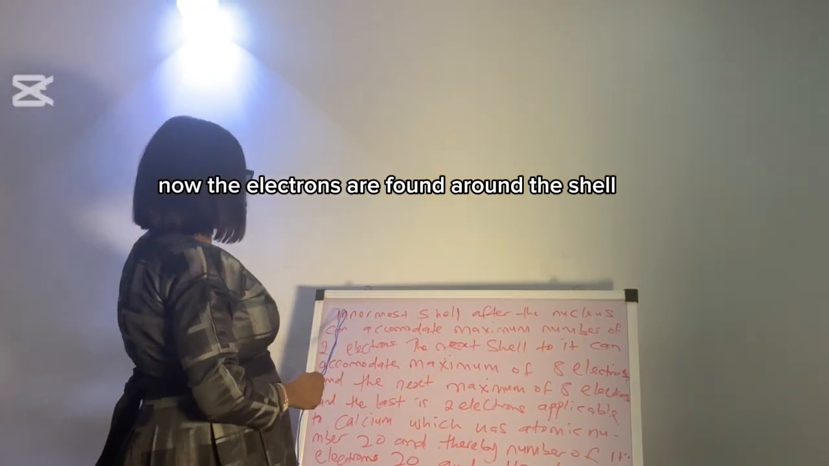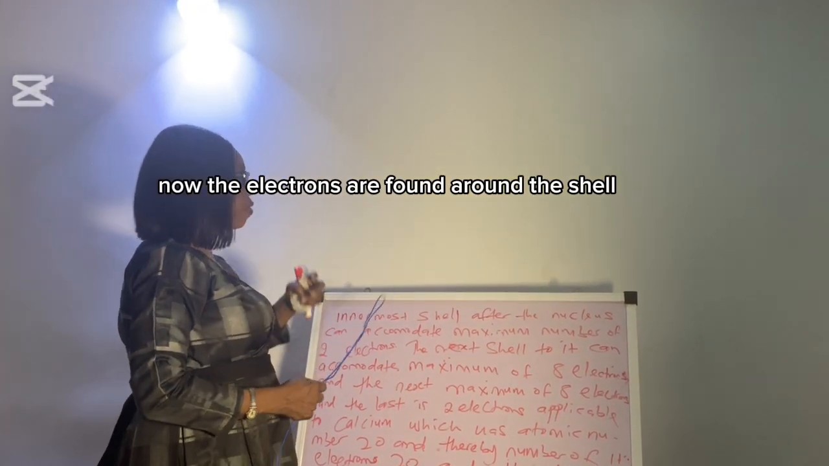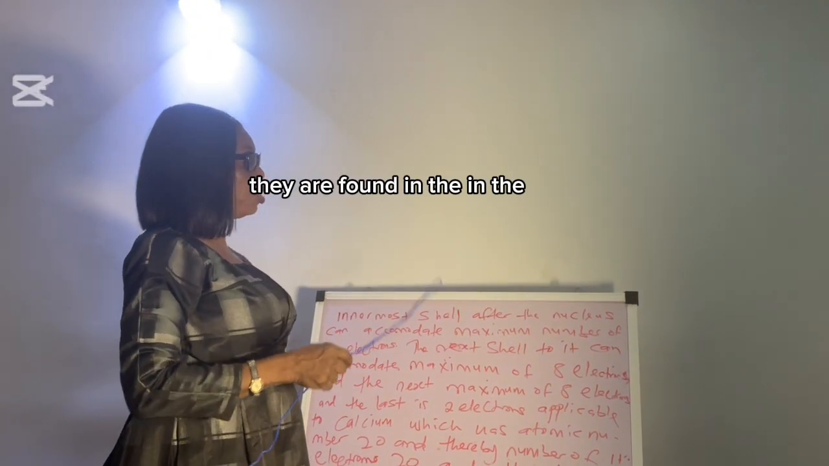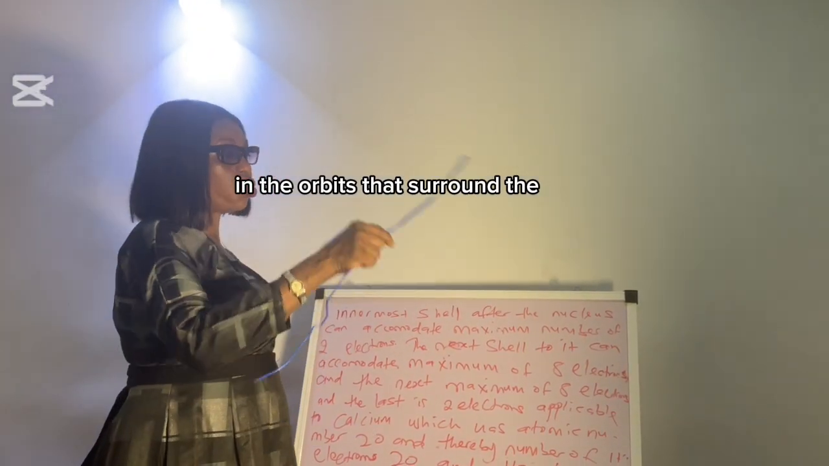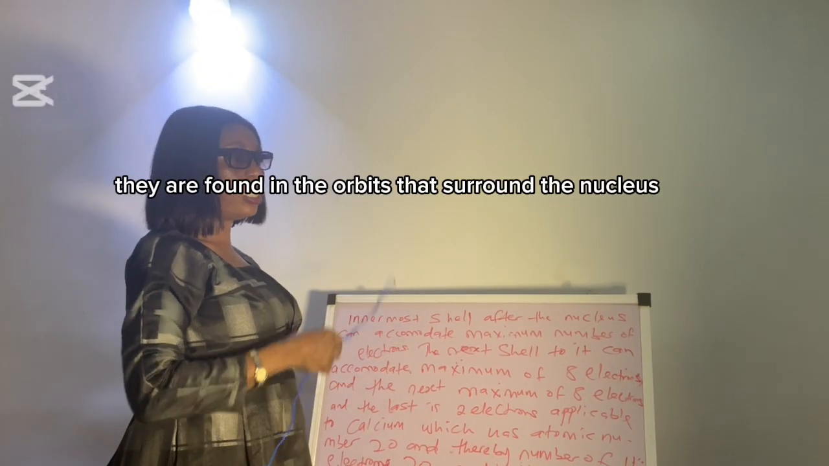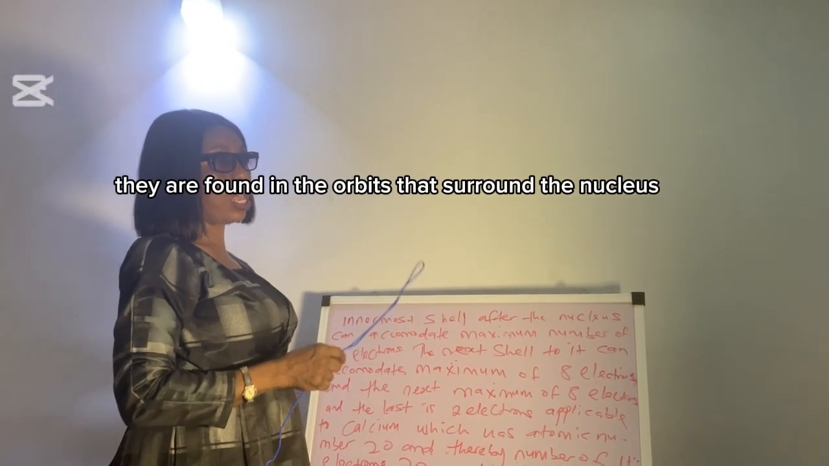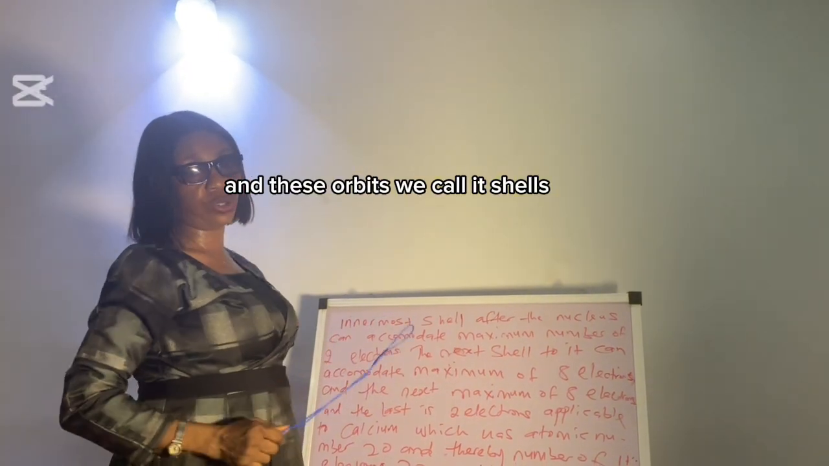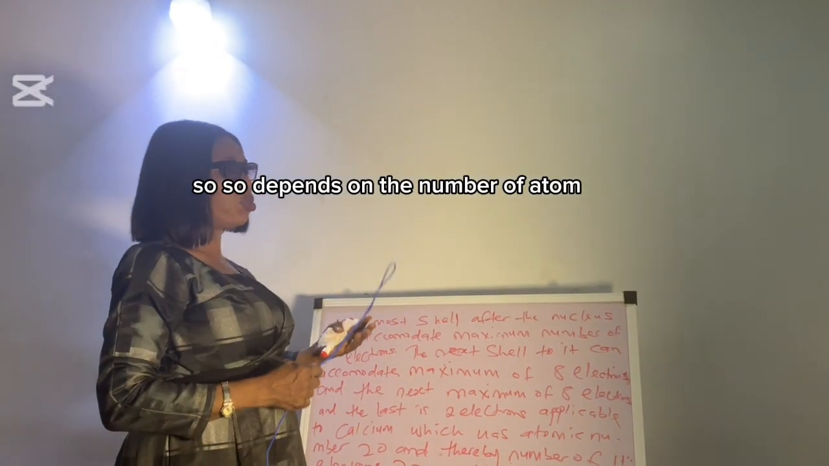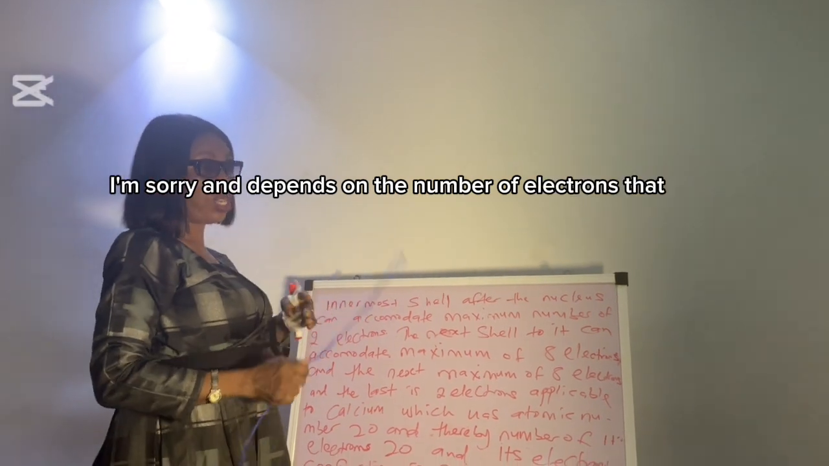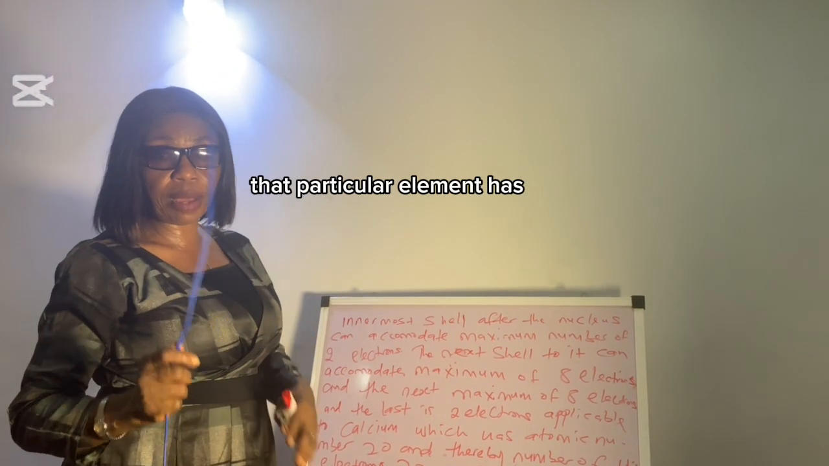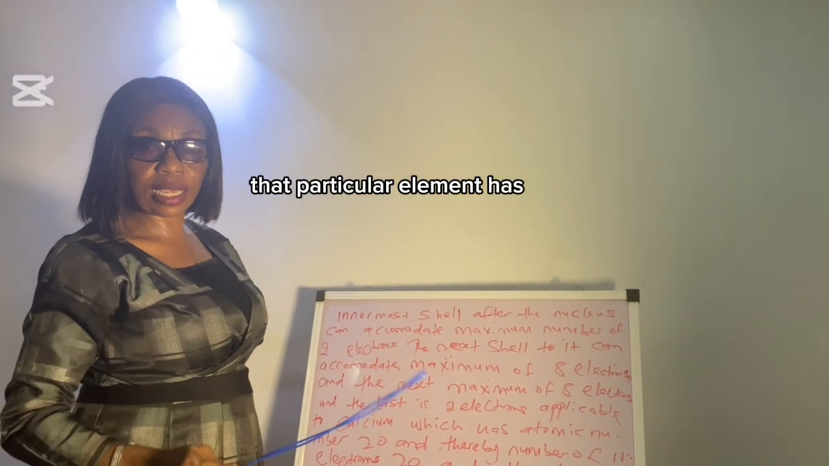Now the electrons are found around the shell. They are found in the orbits that surround the nucleus, and this orbit we call shells. So it depends on the number of electrons that particular element has.